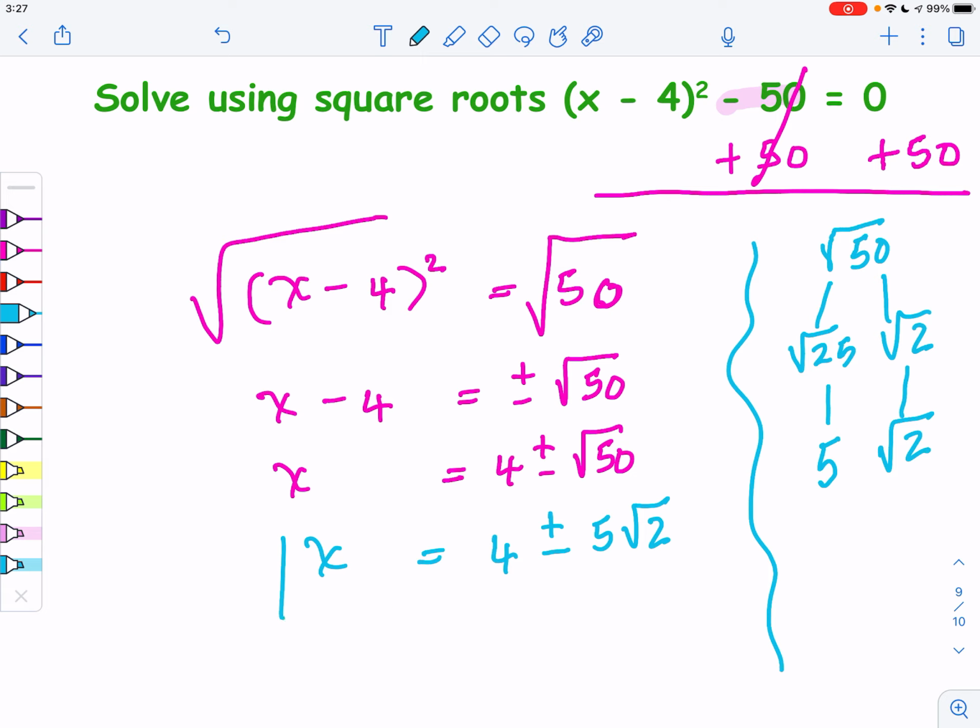5 radical 2. So we're leaving this in radical form. If you're asked to write it in decimal form, then you would find the square root of 2, multiply that by 5, and then do 4 plus or minus the answer to that.